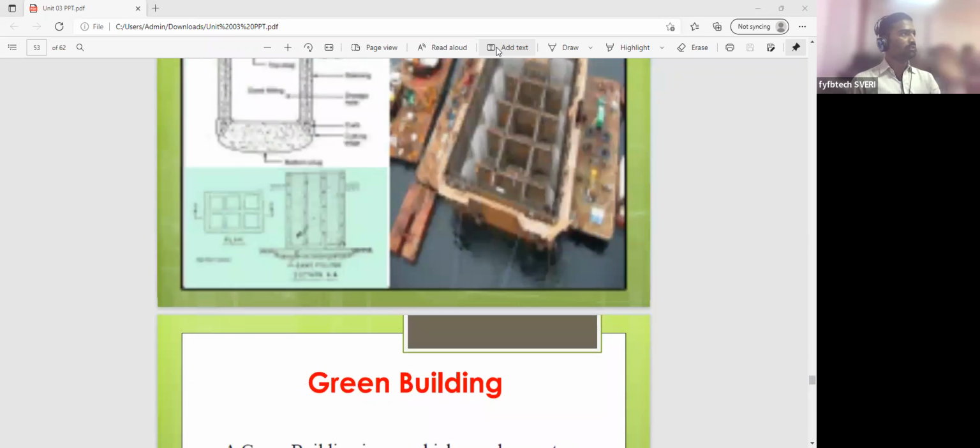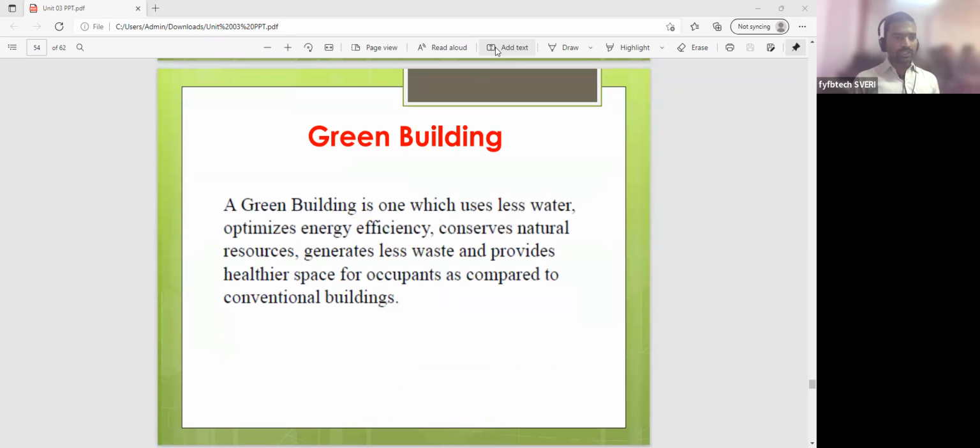Then you have seen well foundation and all. So now coming to the next point, that is green building. Which type of building is a green building? Which color building? Is it green color? Huh? Green building is not a green color building. So what is this green building?